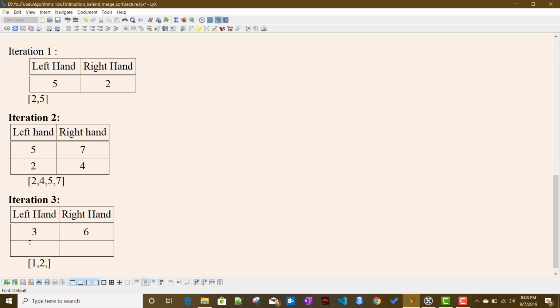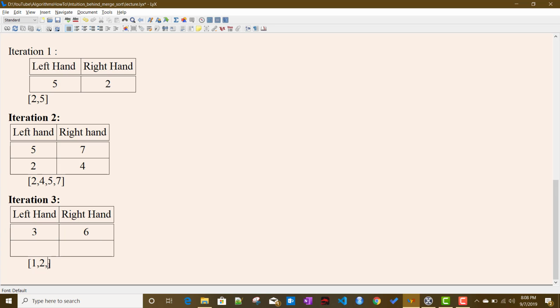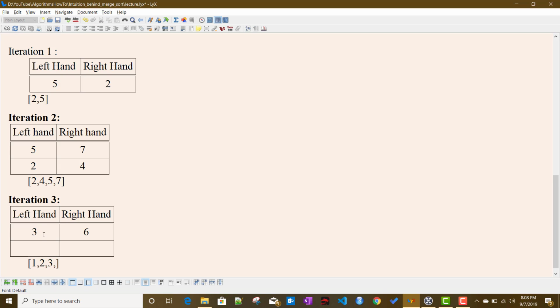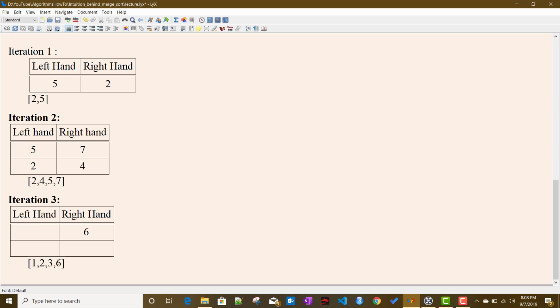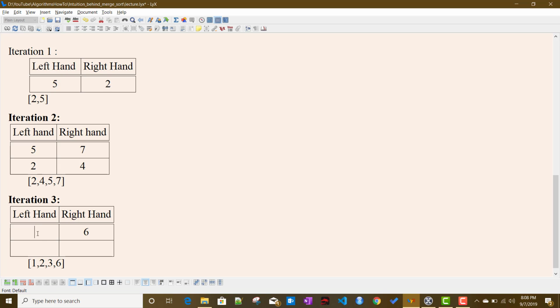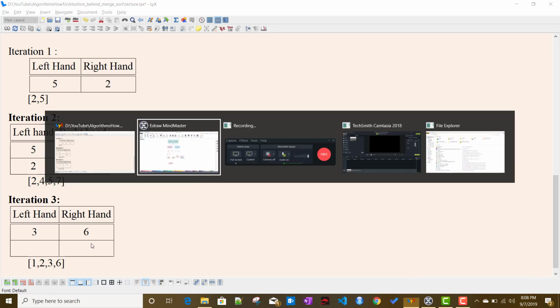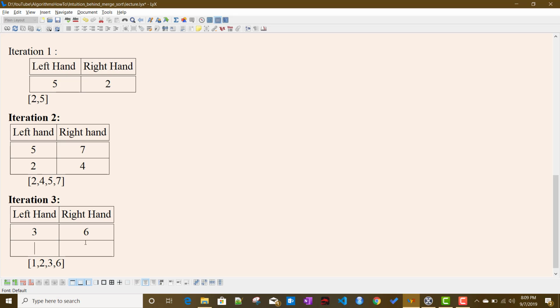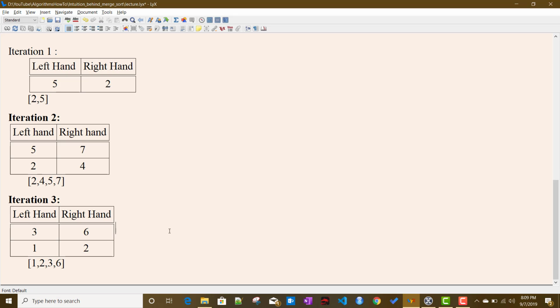Now in our left hand we have 3 over here. I will compare with only the right hand portion, which has 6, right? So 3 is smaller, so I'll write 3 over here. Okay, so when 3 is gone, we exhausted our left hand over here, so we only have 6 over here. We'll write 6 over here. Okay, so I'll just give it back again. So we got this array over here, 1 2 3 comma 6. I'll just copy it from here.